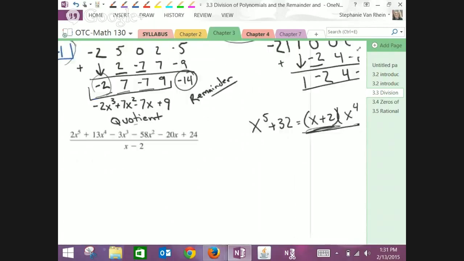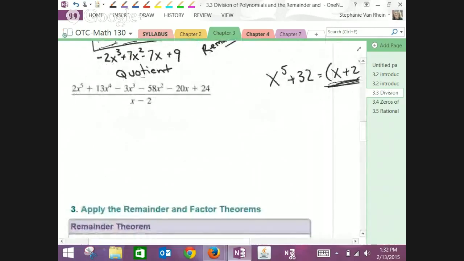Let's look at one more using synthetic division. What is my c in this? It's just 2, right? Plus 2. So 2. Then I set up my coefficients: 2, 13, minus 3, minus 58, minus 20, and 24.